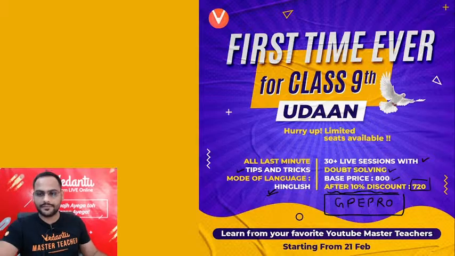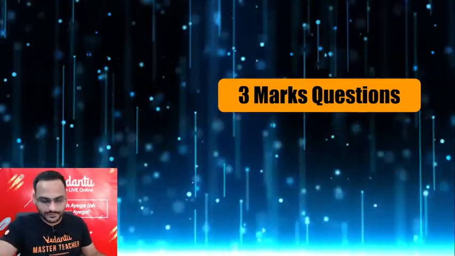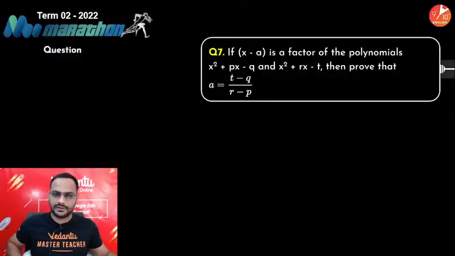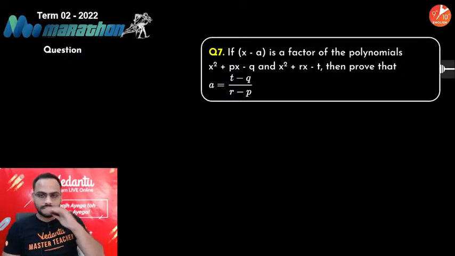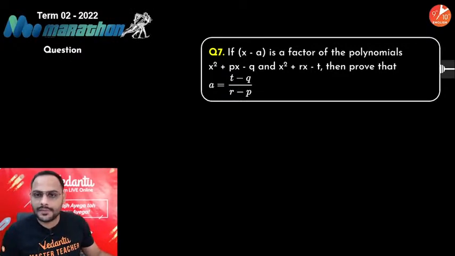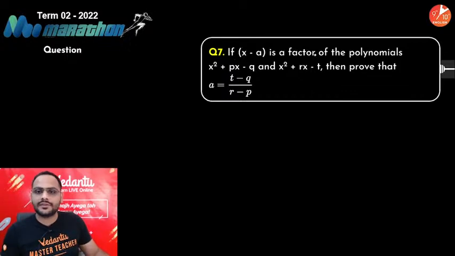Alright, okay, आगे बढ़ते हैं guys 3 marks questions पे. Let's go ahead with our 3 marks question. Next question is... ये रहा, x minus a is a factor of the polynomial. अभी देखो, it's a good question, huh? Listen carefully. X minus a is a factor of this polynomial and this polynomial. Then prove that a is t minus q upon r minus b.